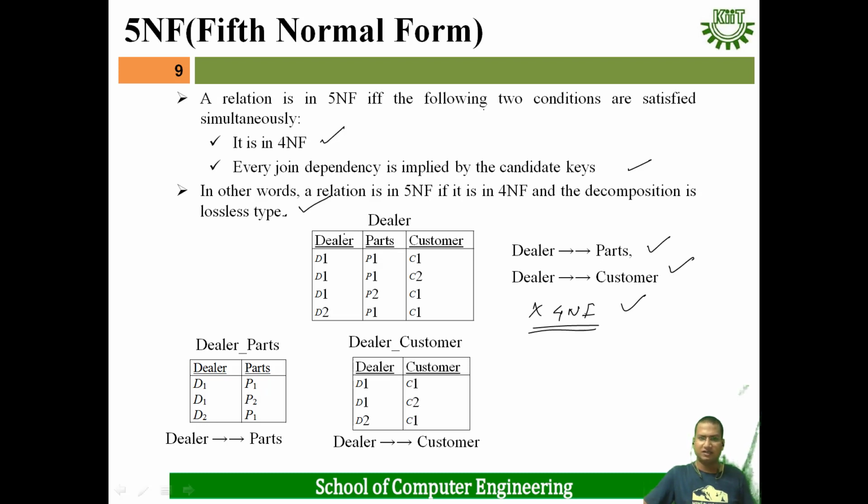Then to make it 4NF, we have to divide this into two tables. I have divided it into dealer to parts and dealer to customer. When I have divided this, first we have to see here, which will be the key? Dealer and parts combined become the key. That means it is in BCNF. Then a multi-value dependency is there, but independent attributes are not present. That means only two attributes are there, one multi-value dependency there. There will be no problem. That means this relation will be in 4NF.